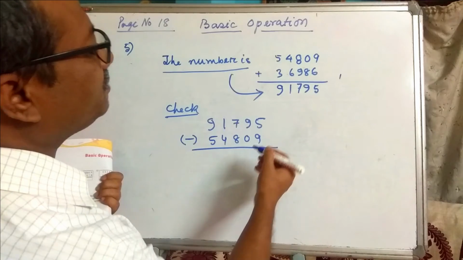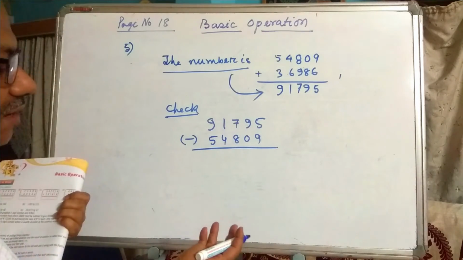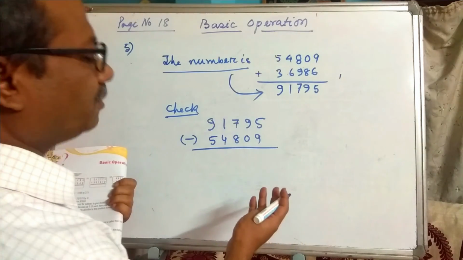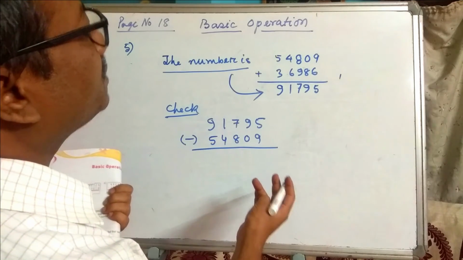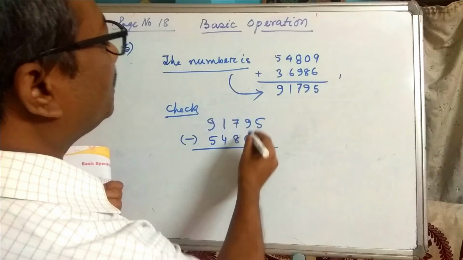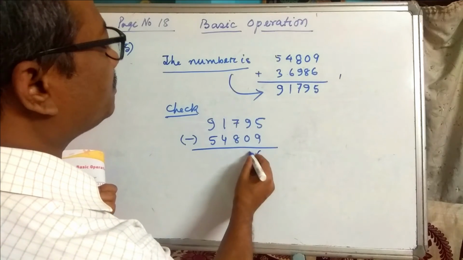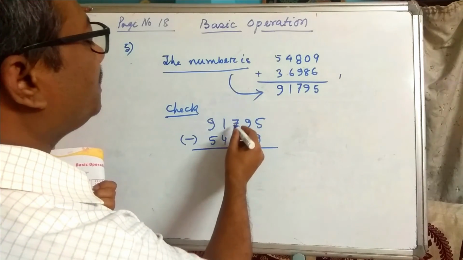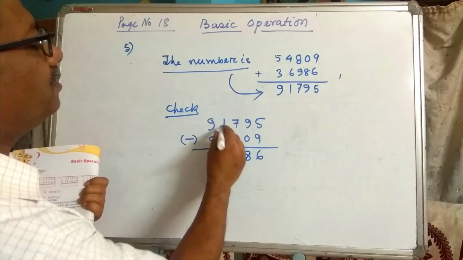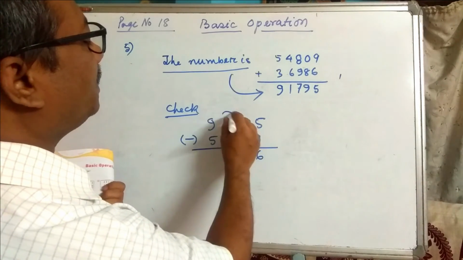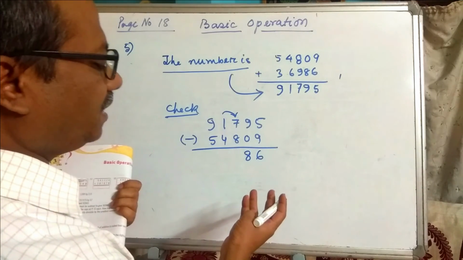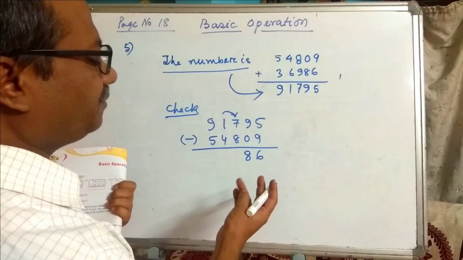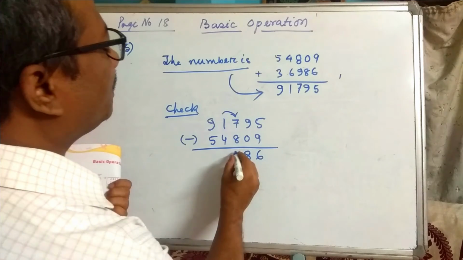15 minus 9 is equal to 6. Here 8 remains, 8 minus 0 is equal to 8. Then 7 minus 8 is not possible, we borrow 10 here. Then 17 minus 8 is 9.